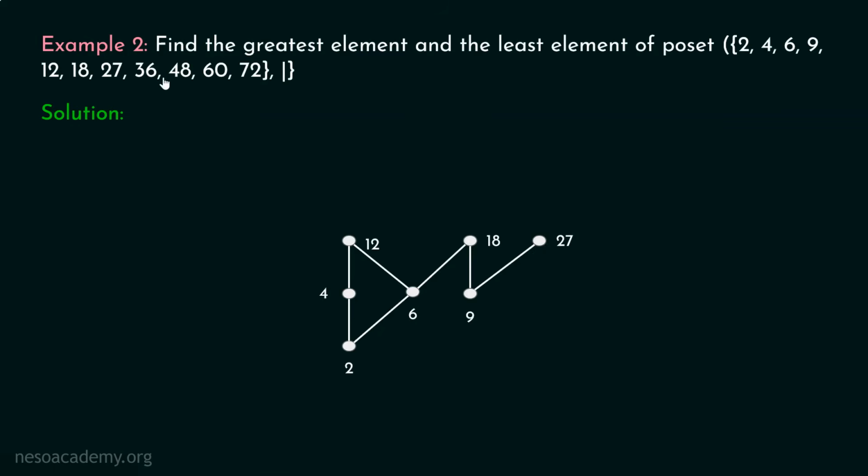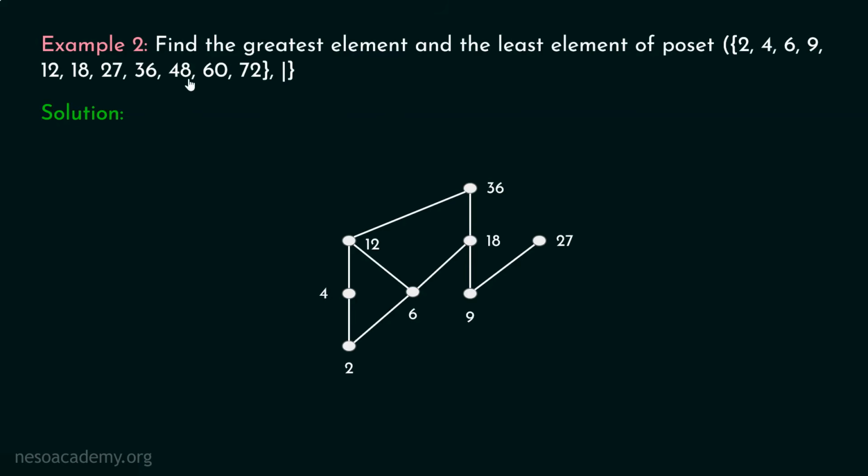After this, we have element 36. Top elements are 12, 18 and 27. 36 is divisible by 18. Therefore, we can place 36 above 18. And 36 is also divisible by 12. Therefore, we can draw an edge between 12 and 36 and 18 and 36. Please note that 27 does not divide 36.